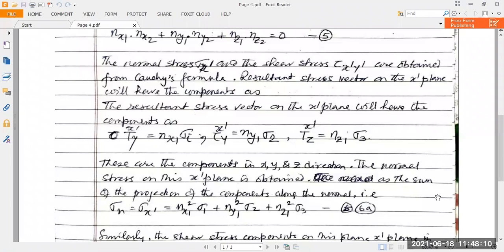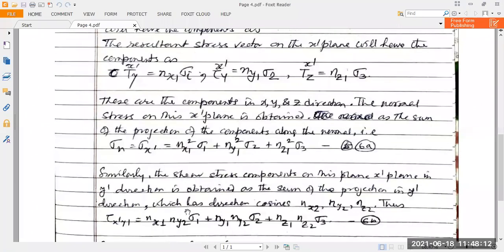Similarly, the shear stress on this x dash plane in the y dash direction is obtained as the sum of the projections in the y dash direction, with direction cosines nx2, ny2, nz2. In a similar discussion, we have nx1 sigma 1 multiplied by nx2, nx1 multiplied by nx2, ny1 multiplied by ny2, nz1 multiplied by nz2, sigma 2, and sigma 3 itself.